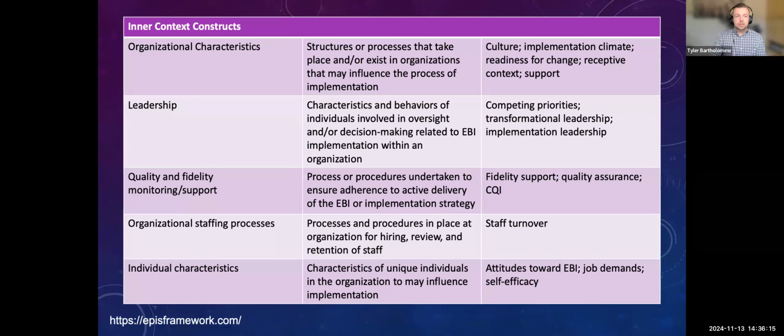Now, when we look in the inner context, there are several different constructs that EPIS highlights. So we have organizational characteristics, such as structures or processes that exist in organizations that might influence the implementation process. We have leadership, so characteristics or behaviors of individuals involved in the oversight or decision making related to an evidence-based intervention implementation within an organization.